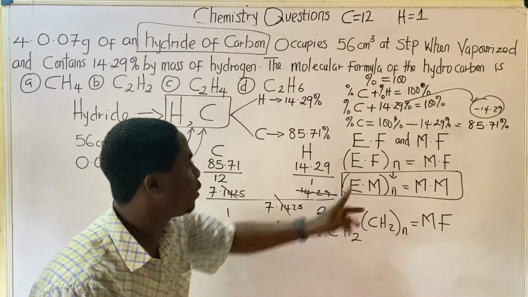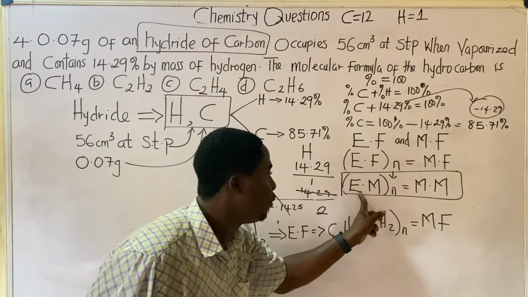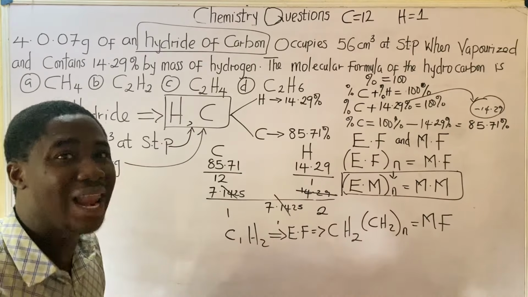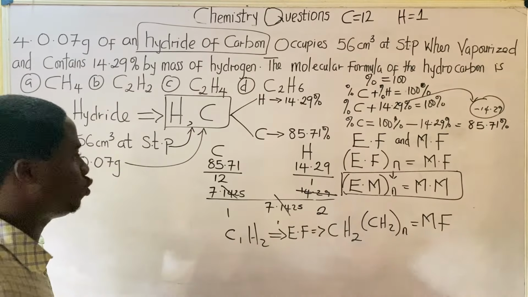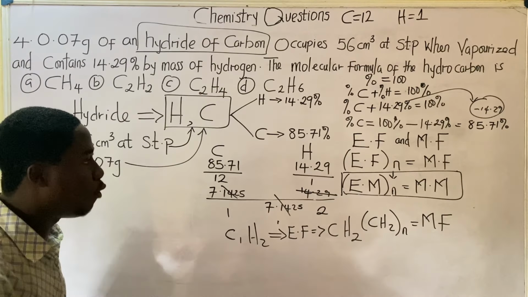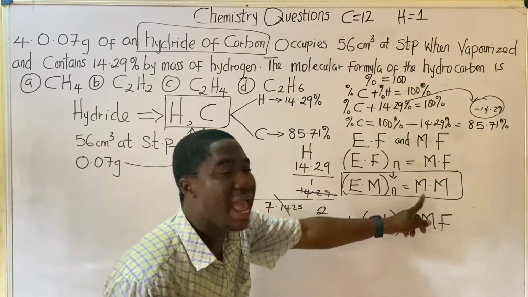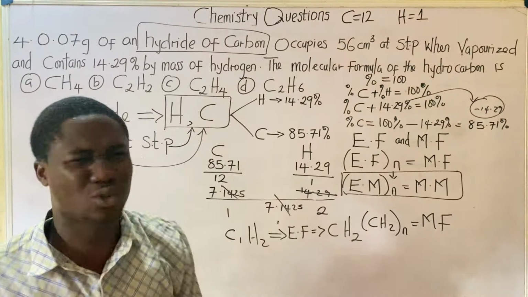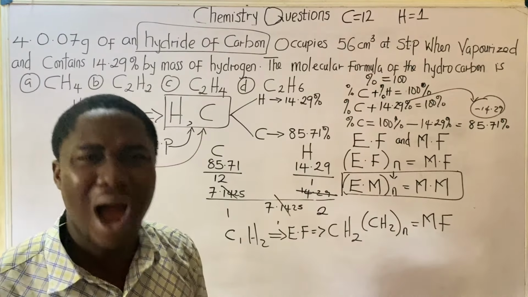Remember I said that we can actually change this formula to this: empirical mass, N is equal to what? Molecular mass. It's simple, simple like ABCD. Just watch. What do we do next? First of all, were we given molecular mass in this particular practice question? No, we were not. So how do we get molecular mass?